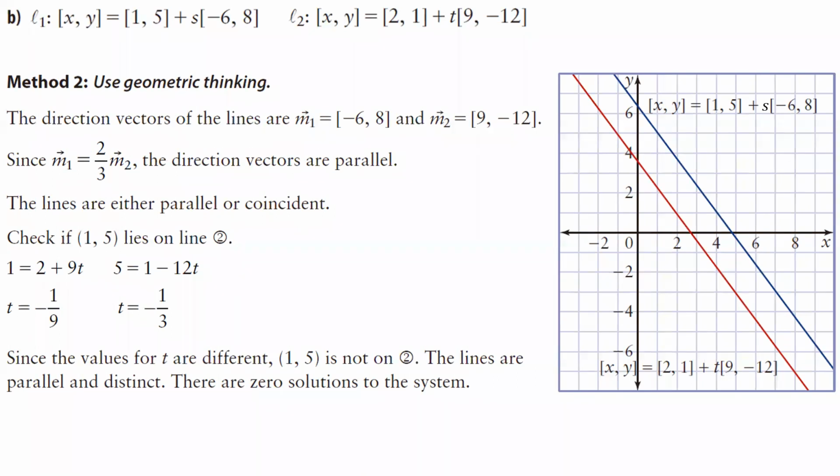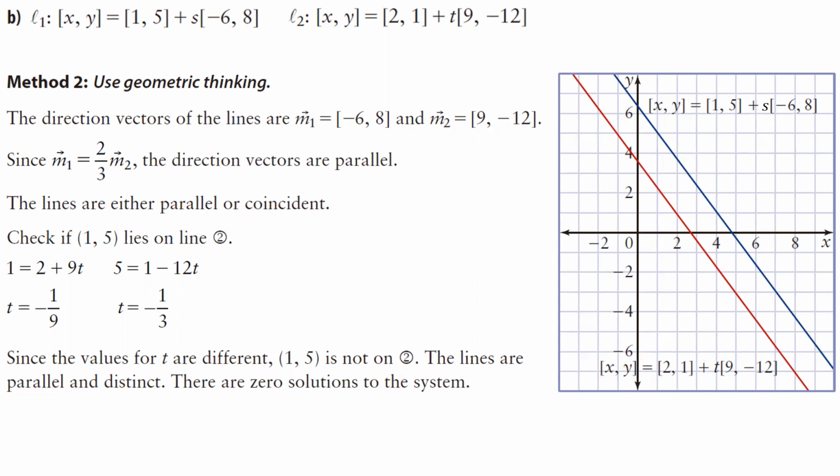Then we can check a point that is on line L1. If this point is on line L2 as well. If it's on L2, that means these two lines must be coincident. Otherwise, these two lines must be parallel and unique, right?